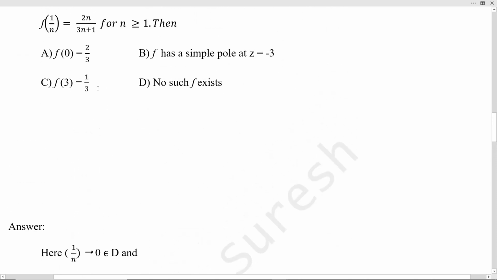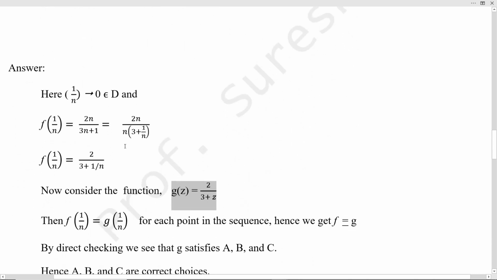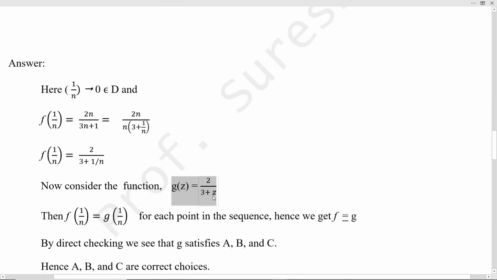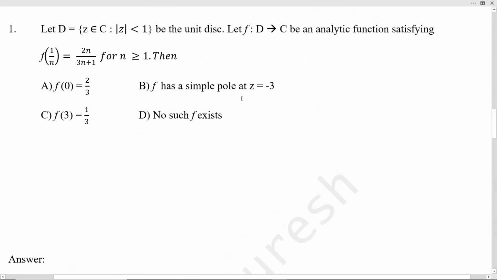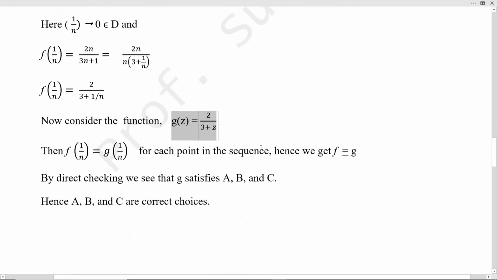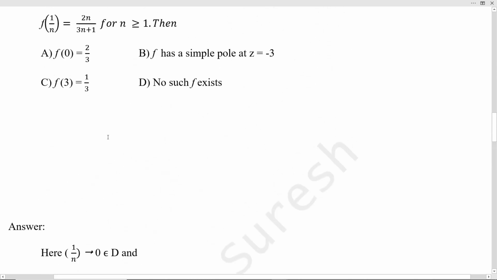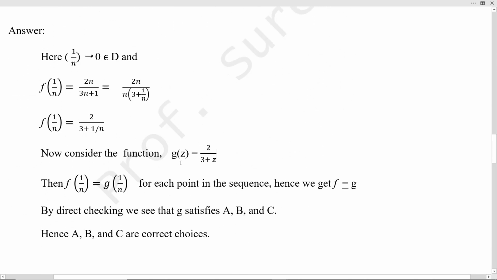So instead of checking f, now we can check using the function g. What is the first condition? f of 0 equals 2 by 3. Find out g of 0: g of 0 equals 2 by 3. So the first option is correct. And then the second one: f has a simple pole at z equal to minus 3. Pole, I will explain later. Put the denominator equal to 0: 3 plus z equal to 0 means z equal to minus 3. So it is a simple pole. That's also correct. And then the third option: f of 3 equals 1 by 3. So g of 3 equals 2 by 3 plus 3, that is 2 by 6, which is equal to 1 by 3. So this option is also correct.